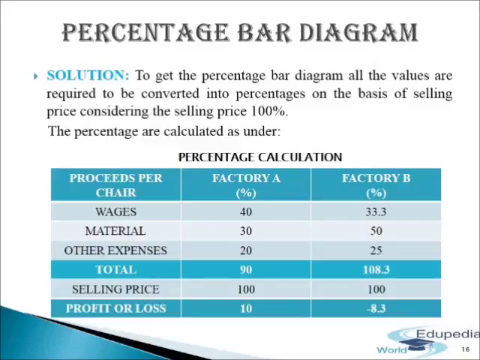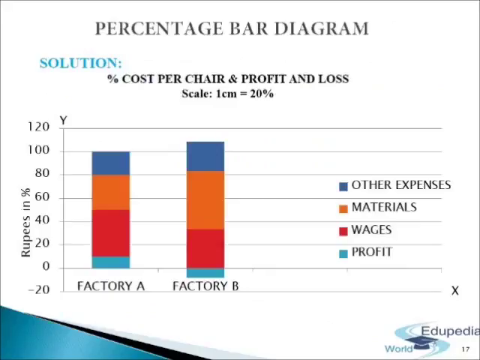After calculating the percentage, we will make a percentage bar diagram and show this data in a diagrammatic form. From the data that we have obtained by calculating percentage from the previous table, now we will make a percentage bar diagram. First, we will write the heading, that is percentage cost per chair and profit and loss of factory A and B. And in this particular diagram, we have taken scale 1 centimeter equals to 20%. On x-axis, we have taken the name of the factory, that is factory A and factory B. And on y-axis, we have taken rupees, which is converted into percentage.